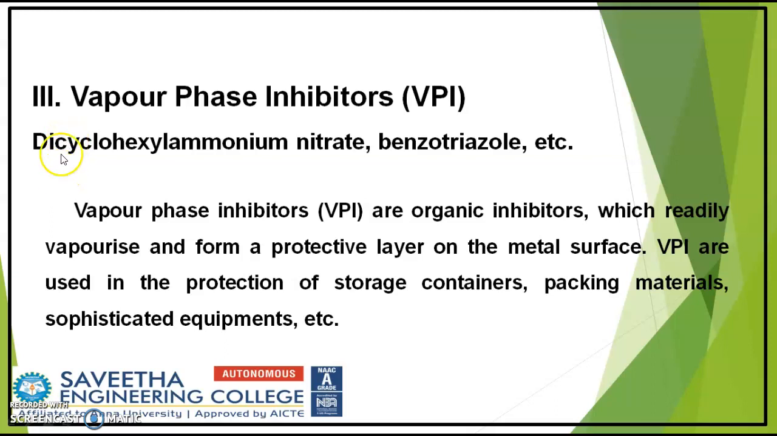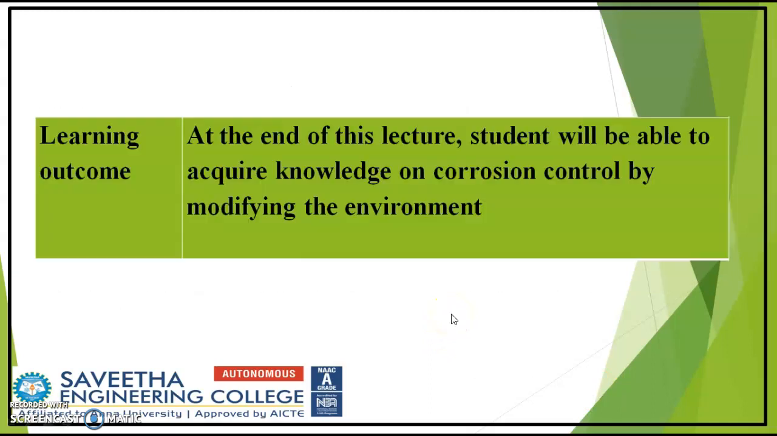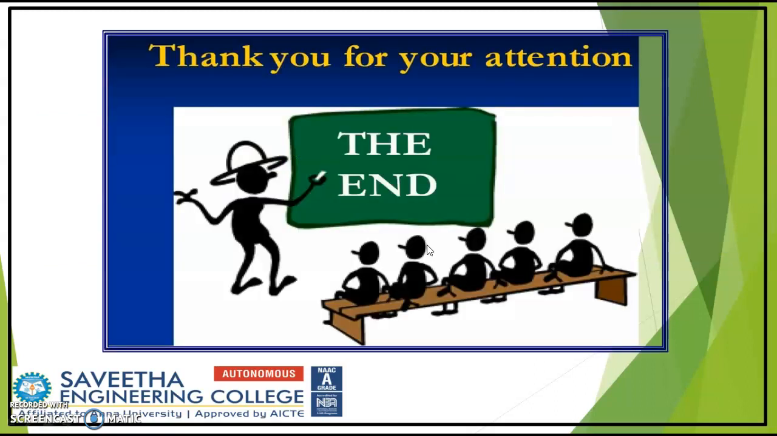The main chemical components are dicyclohexylammonium nitrite and benzotriazoles. The vapor phase inhibitors are organic inhibitors which readily vaporize and form a protective layer on the metal surface. The vapor phase inhibitors are used in storage containers, packing materials, sophisticated equipment, etc. So at the end of this lecture, you should be able to get knowledge on corrosion control by modifying the environment.